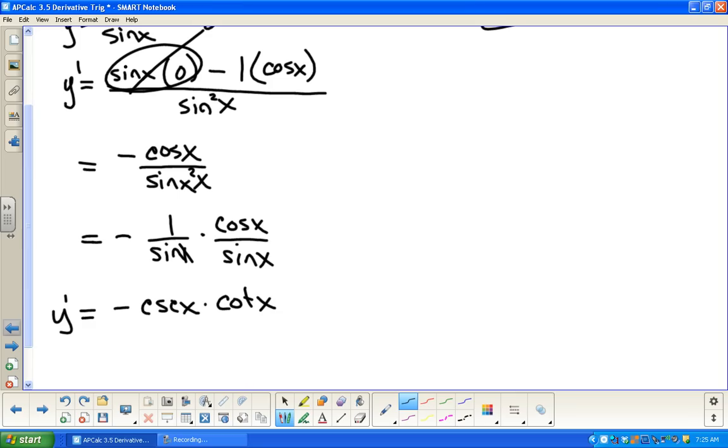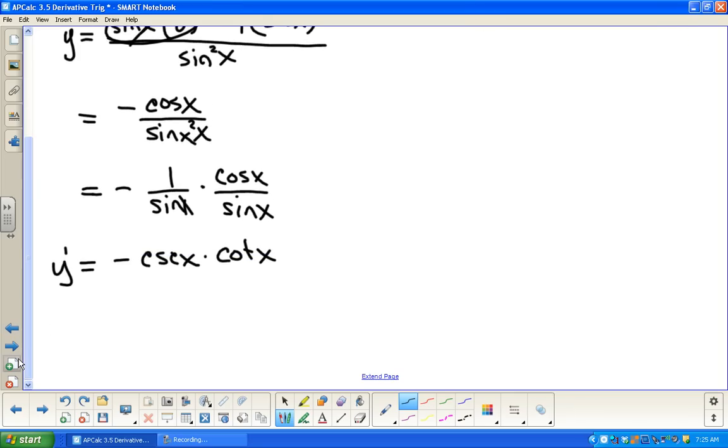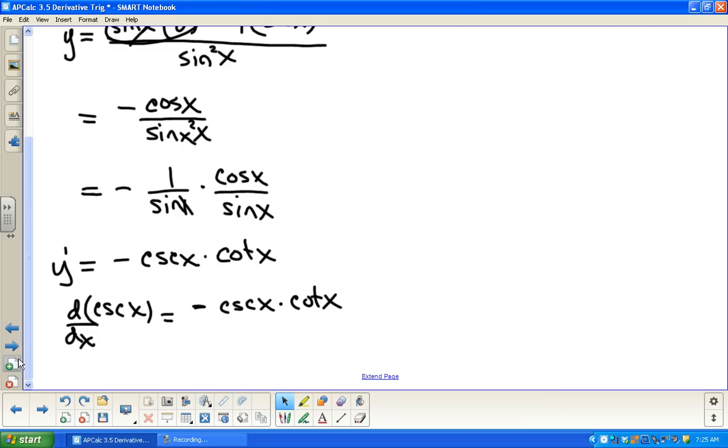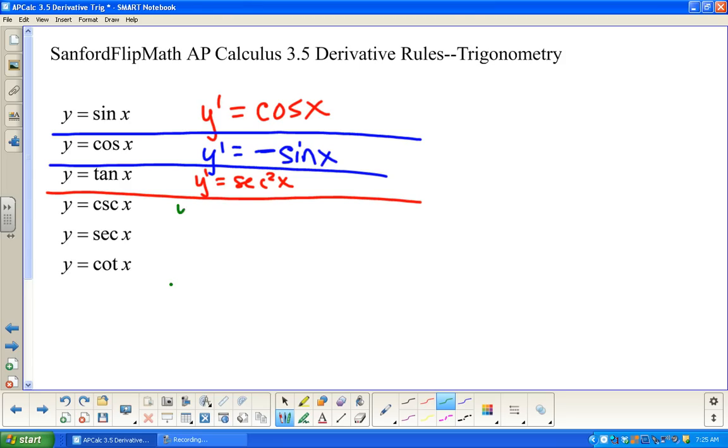Okay, so the derivative of cosecant is negative cosecant cotangent. Now, I'm thinking the reason that they picked this form, let me just write it all in one spot, is because of that cosecant cosecant idea. The derivative of cosecant is negative cosecant cotangent. So it kind of flows, okay? Let me pop back to where I'm listing these. So y prime here is negative cosecant cotangent.